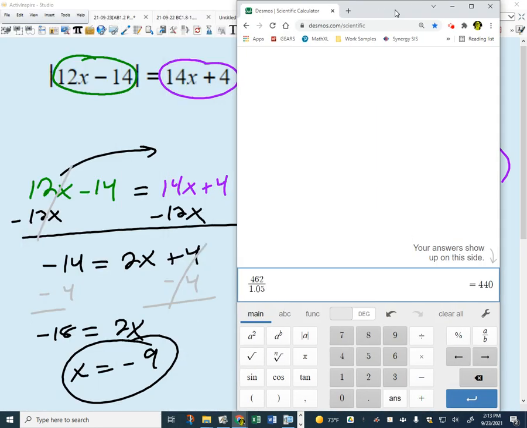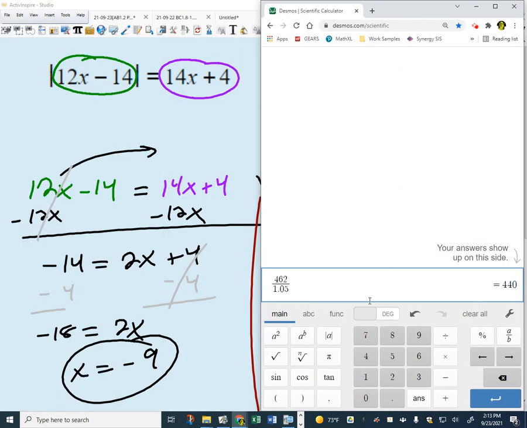Here I can justify this. This is a good way, good use of Desmos. So here's what you can do in Desmos. It can be scientific or graphing. Good little trick. So I'm going to identify a function. I'm going to set up f of x, and I'm going to set it equal to the left side. This is a great trick, so pay close attention to this. F of x equals the absolute value of 12x minus 14.